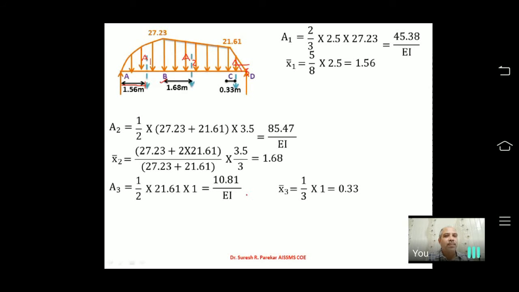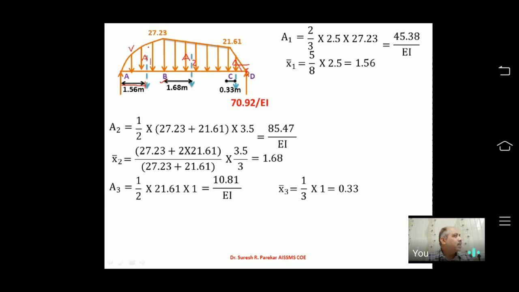You can see over there 0.33 meters. Now actually if we go to this parabola portion, here we have taken directly 2/3 of 2.5, 27.23, but this is wrong, because we have this reaction, and then we have UDL, and we have to actually find the area of this by integration. Then how will we go about this?